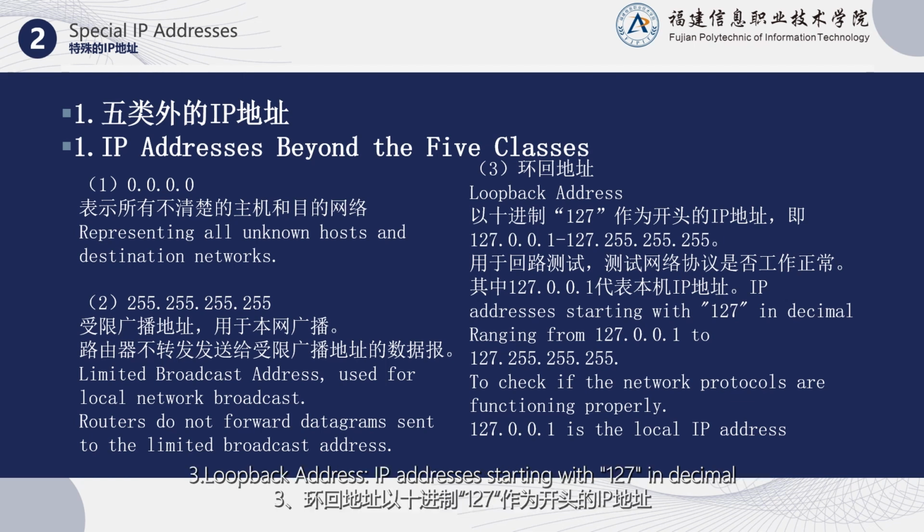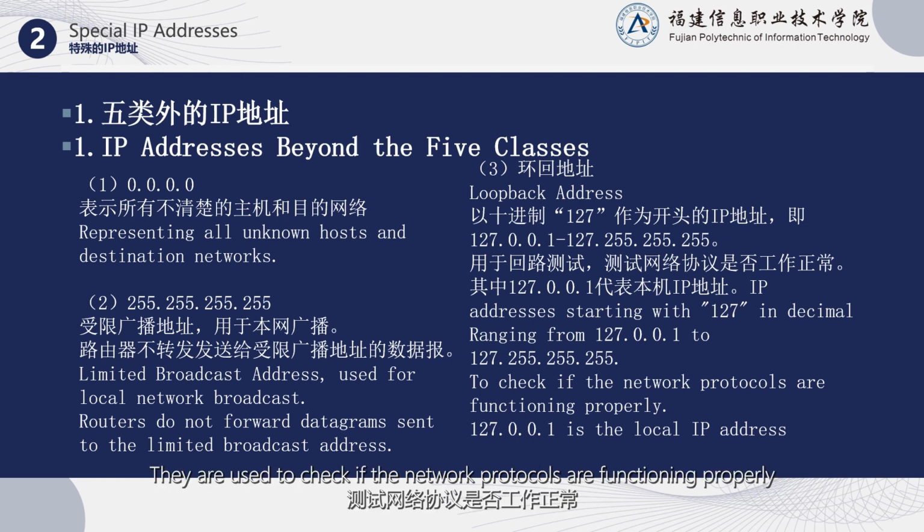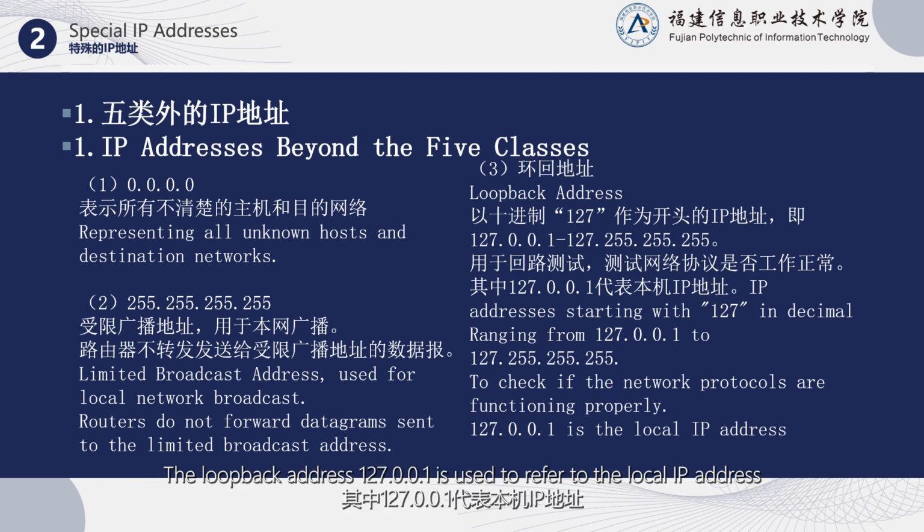3. Loopback address. IP addresses starting with 127 in decimal, ranging from 127.0.0.1 to 127.255.255.255, represent loopback addresses. They are used to check if the network protocols are functioning properly. The loopback address 127.0.0.1 is used to refer to the local IP address.